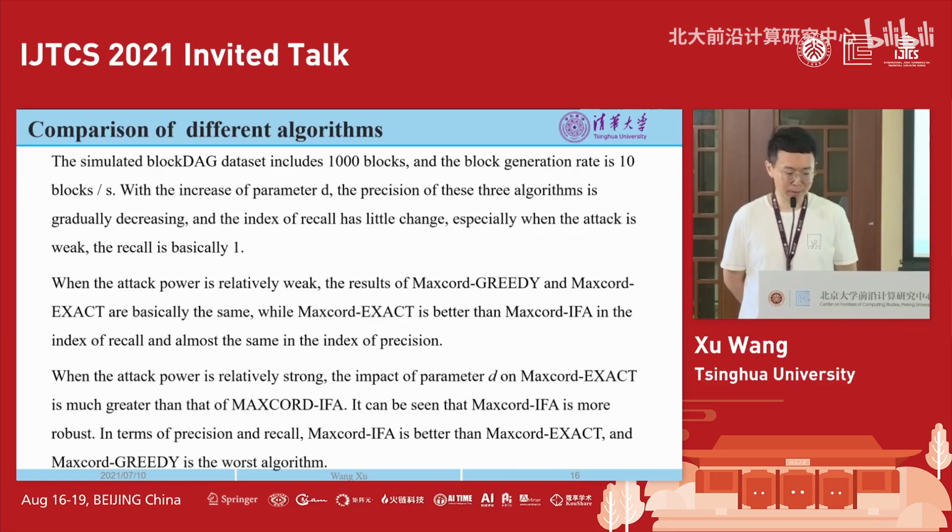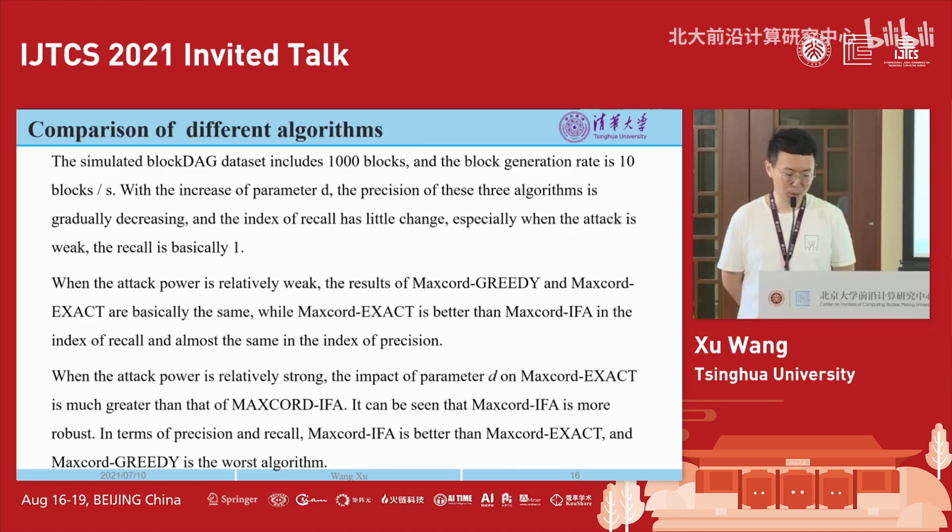Next, let's make a comparison between these algorithms. The simulated block data set includes 10,000 blocks. The block generation rate is 10 blocks per second. With the increase of parameter d, the precision of these algorithms is gradually decreasing. The index of recall has little change, especially when the attack power is weak. The recall is basically 1.